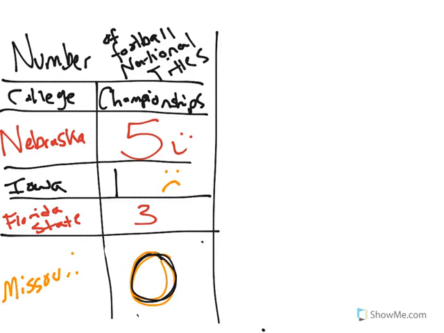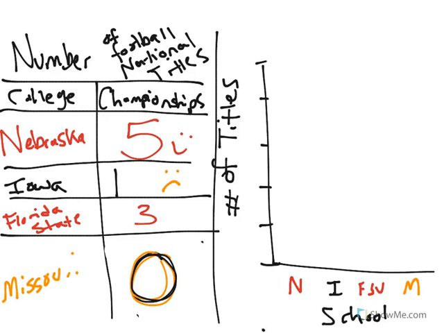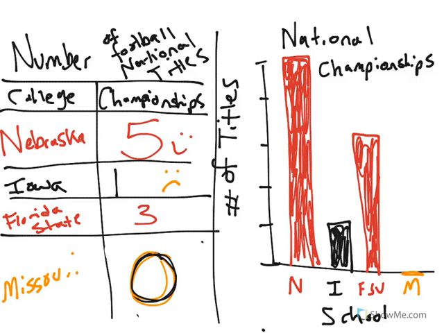And I'm just going to make one quick. Since our smallest number is 0 and our biggest number is 5, our interval going up the side is going to be just 1s. On the bottom, we're going to have each school. So on the bottom we have the schools, and then all I'm going to do is make a bar for each one. Then I'm going to label the graph. It's called National Championships.